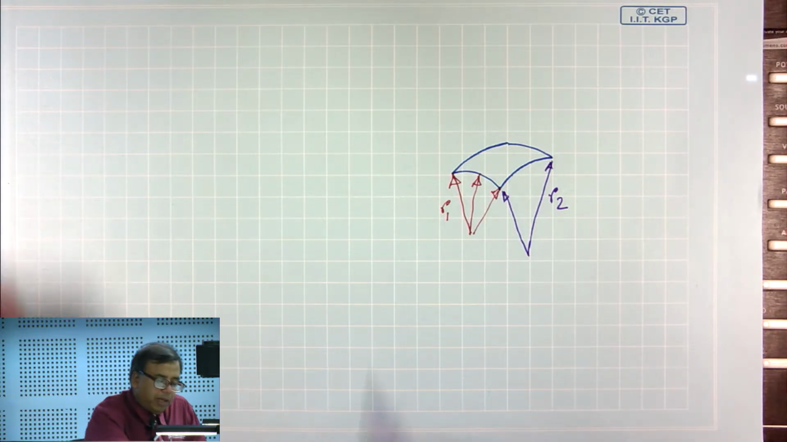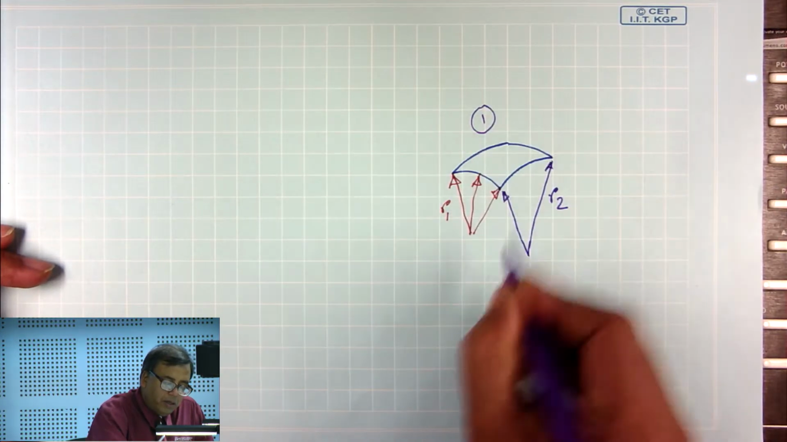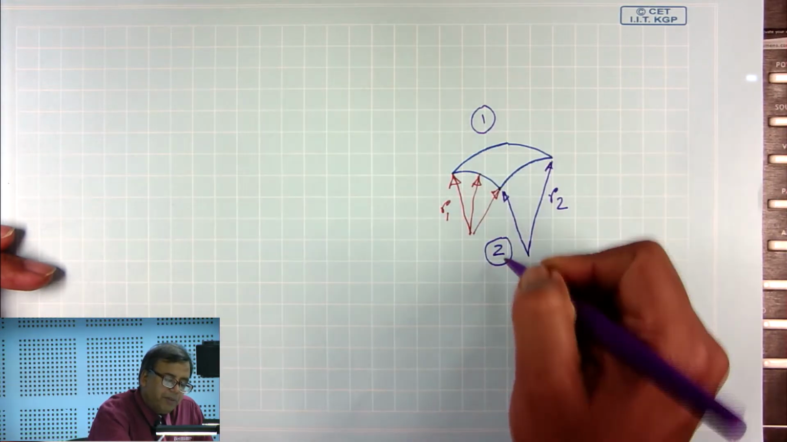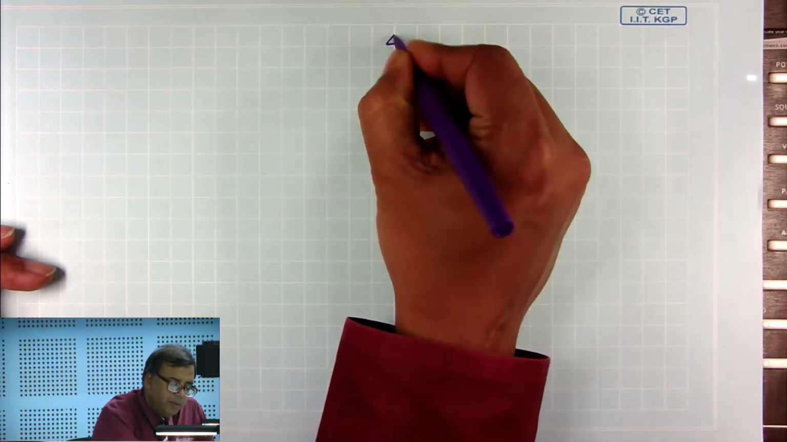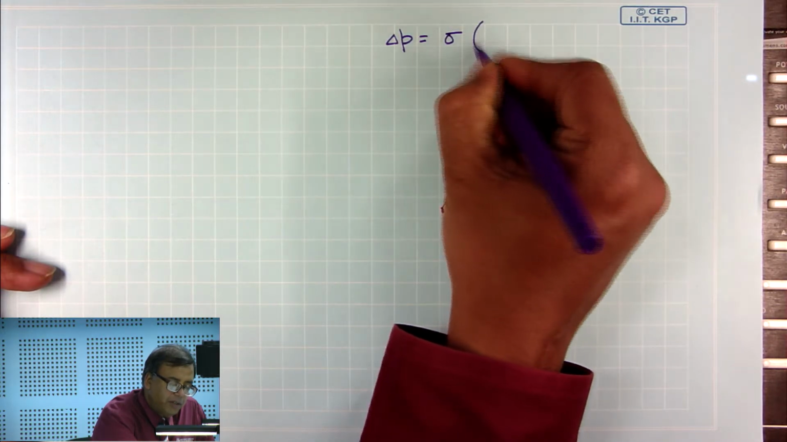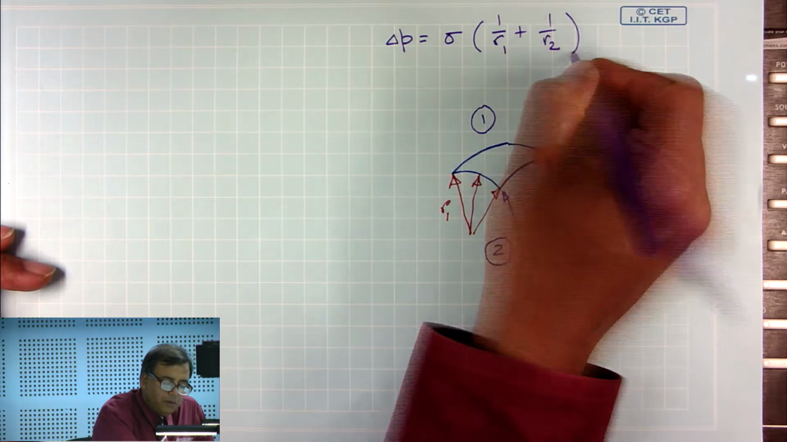So, what the Young-Laplace equation says is, if I have phase 1 on this side and phase 2 on this side, the difference in pressure between the two, delta P, is equal to this term called surface tension times 1 by R1 plus 1 by R2.